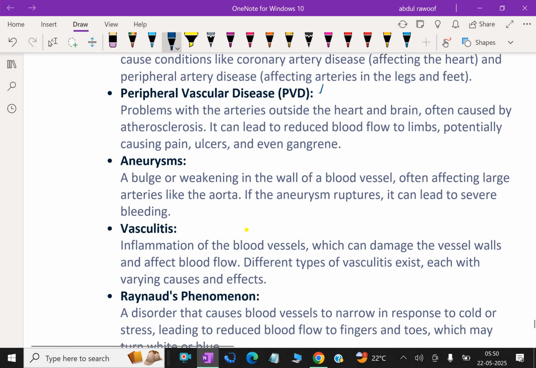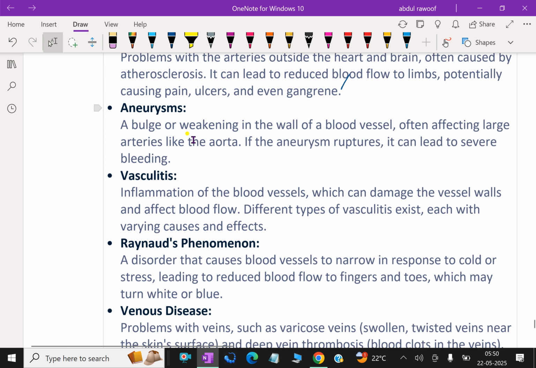Next, peripheral vascular disease, PVD. What is that? Problems with the arteries outside the heart and brain, often caused by atherosclerosis. It can lead to reduced blood flow to limbs, potentially causing pain, ulcers, and even gangrene. Aneurysms, a bulge or weakening in the wall of blood vessels, often affecting large arteries like the aorta. If the aneurysm ruptures, it can lead to severe bleeding.